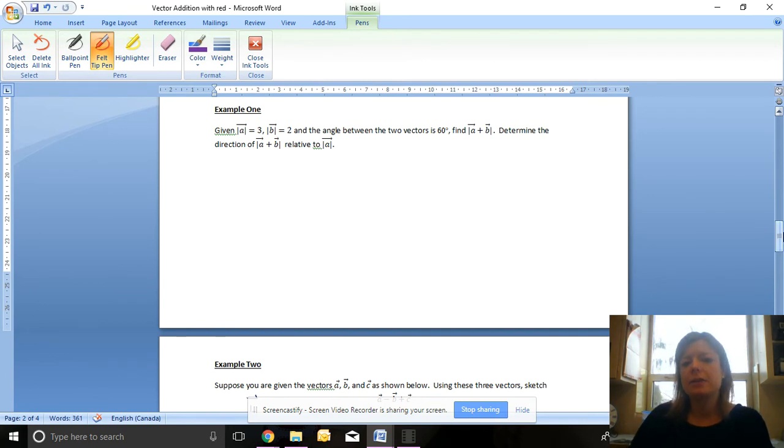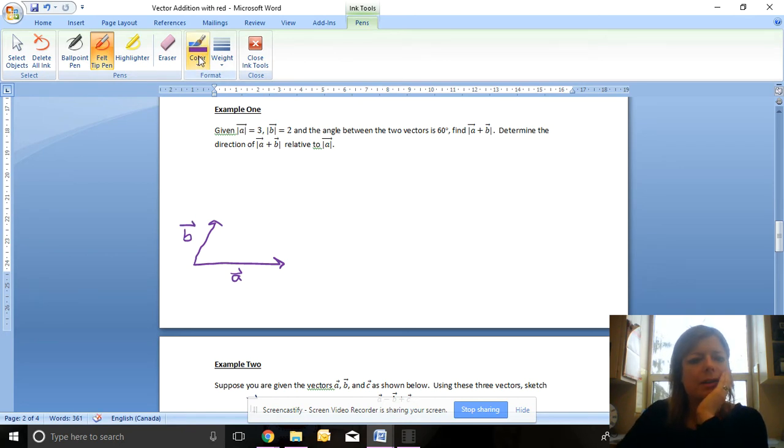Okay, so here's our first example. We have two vectors, vectors A and B, and we're given their magnitude. So this means that A is 3 long and B is 2 long, and the angle between the two vectors is 60 degrees. So let's draw that. Here we'll say that that's 3. And then 60 degrees is about like this, ish. And then B is slightly shorter at 2.